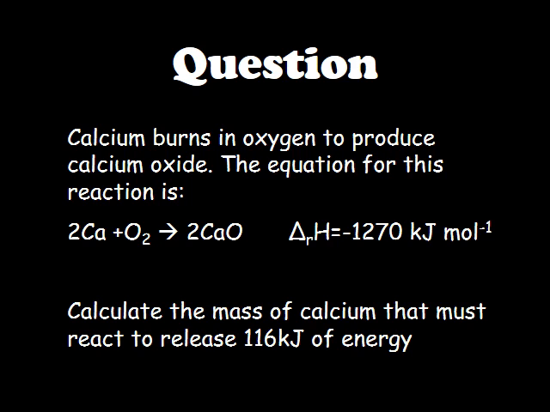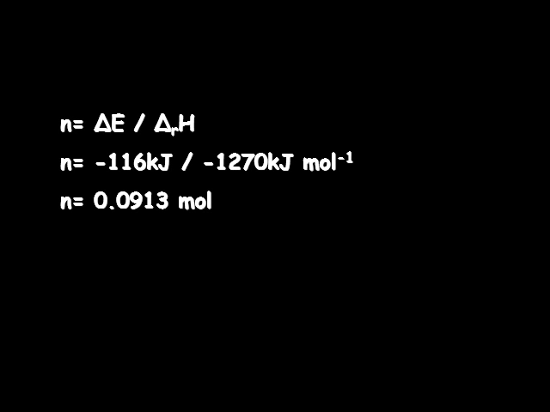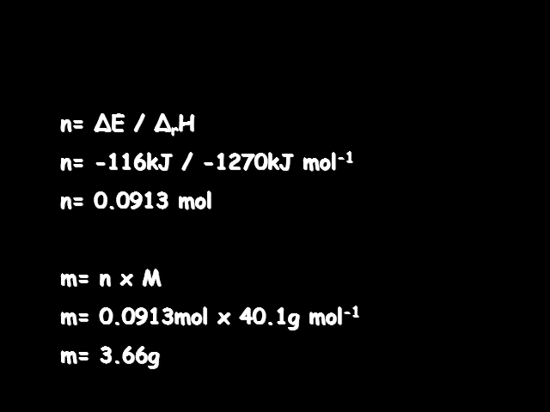Okay, you think you've got it? Okay. Get ready to see if you're right. So, number of moles equals the change in energy divided by the change in enthalpy of reaction. Therefore, the number of moles will equal minus 116 divided by minus 1,270. Number of moles, therefore, is 0.0913 mole. The mass will equal number of moles times the molar mass, so it will be 0.0913 times 40.1 grams per mole to give an answer of 3.66 grams.